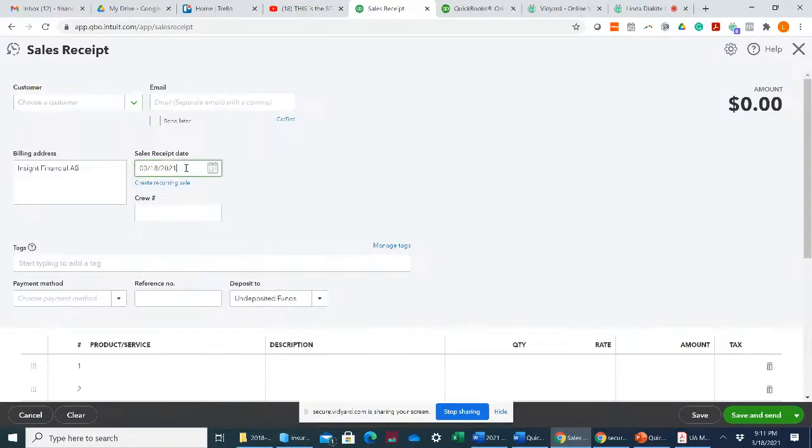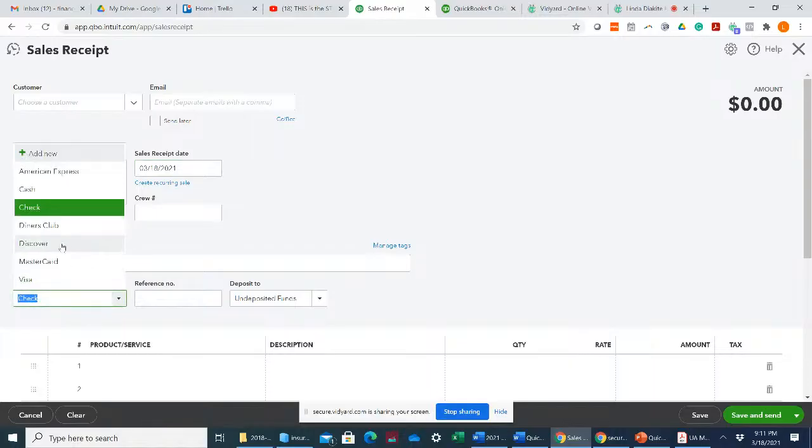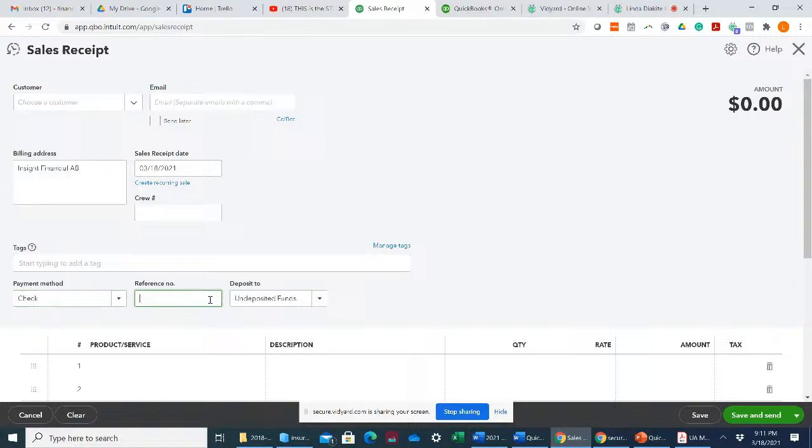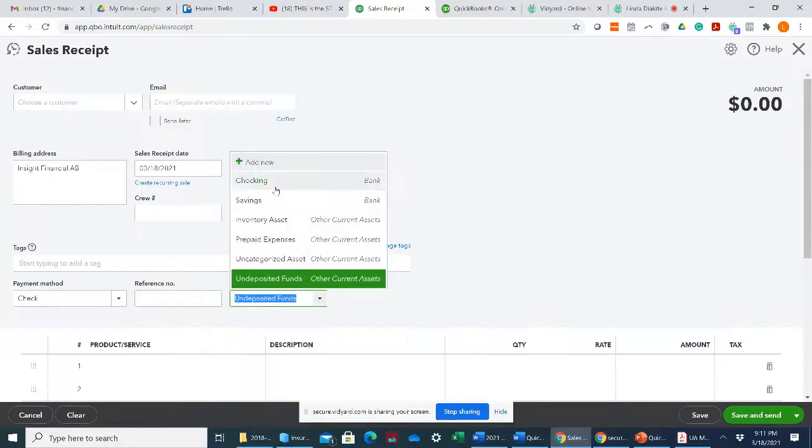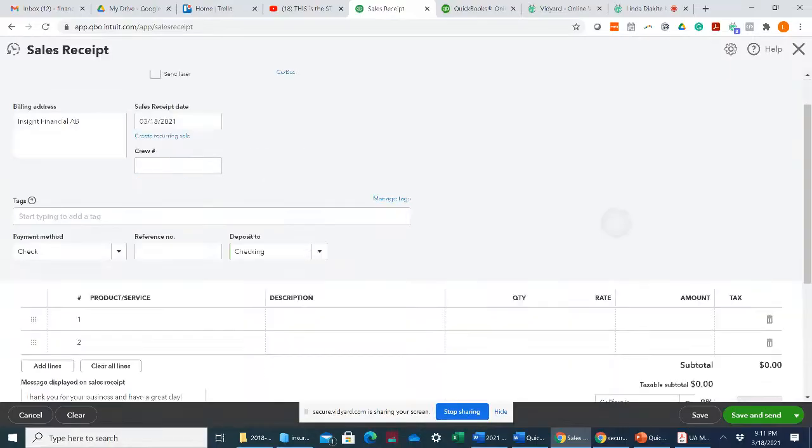So, sales receipt date. This is the day that you actually receive the payment, so you want to select that date. Then you want to put the method of payment. Was it check? Was it by credit card? Whatever the case may be. If it's by check, I always like to put the check number. And then you want to put the account you want to deposit to. We're going to go ahead and put the checking account.